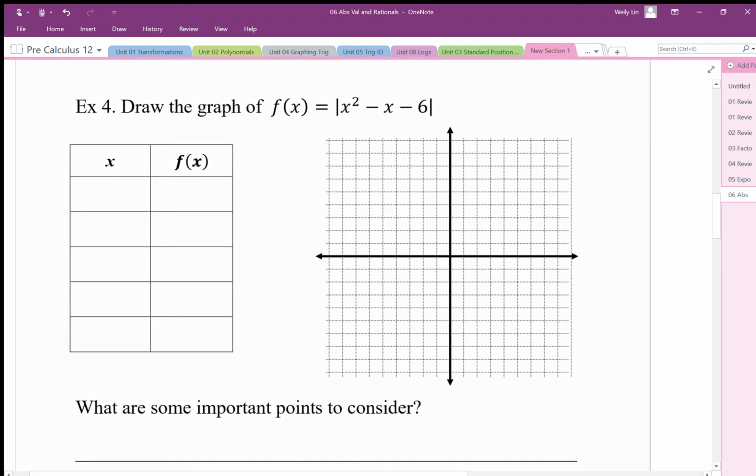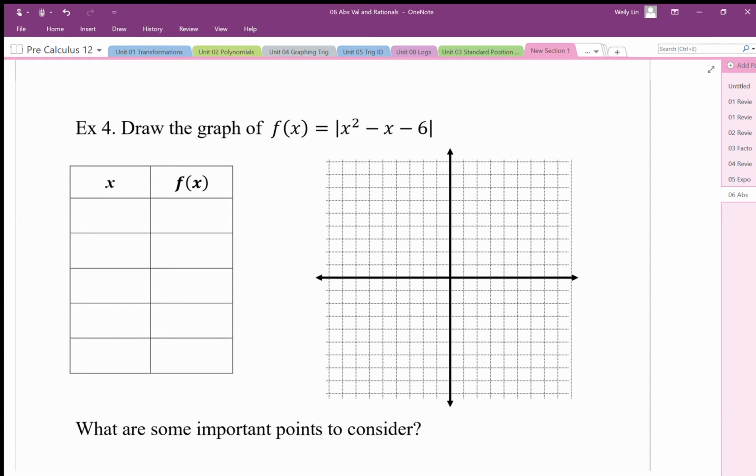So what if my original function was a quadratic function? In this case here, x squared minus x minus 6. Well, my original function, I really should know where the vertex of this is. So I'm going to write this in the vertex form. I can find the vertex.